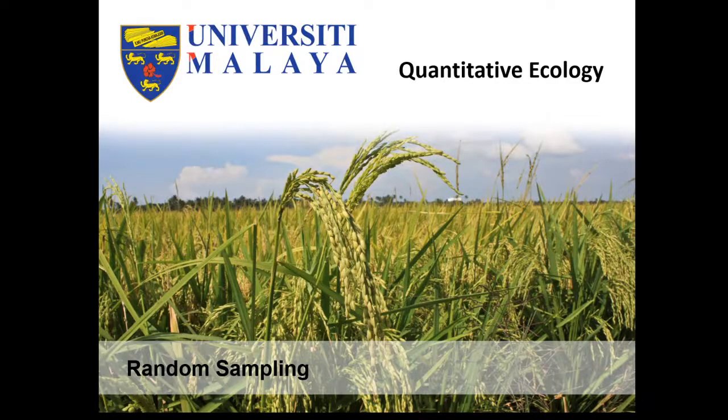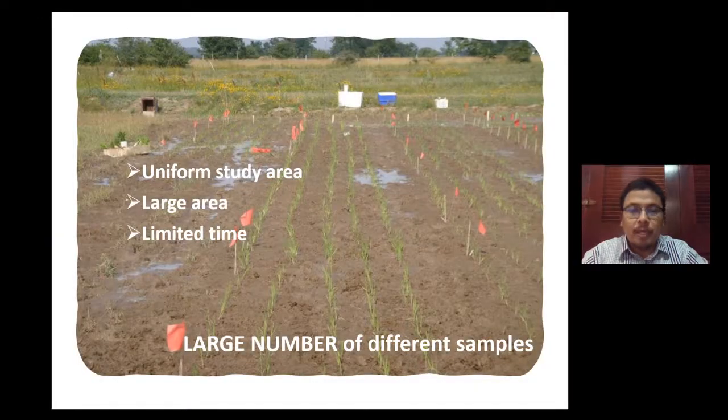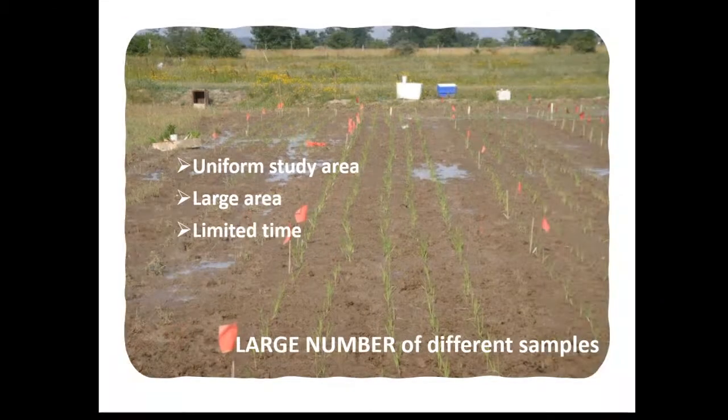We already discussed the importance of sampling. Now, let us discuss one of the methods of sampling, which is random sampling. Random sampling is usually carried out when the area under study is fairly uniform, very large, and/or there is limited time available.